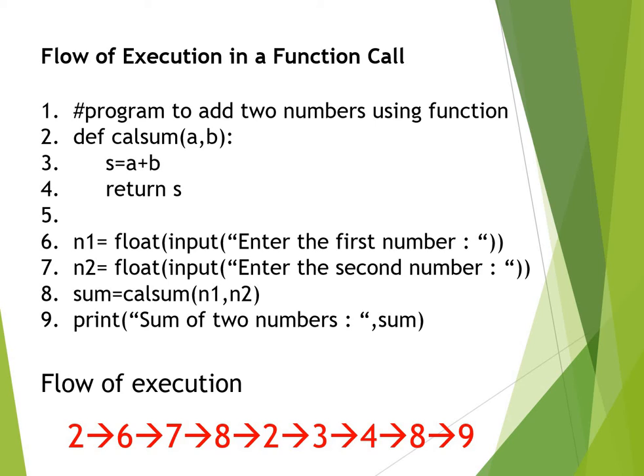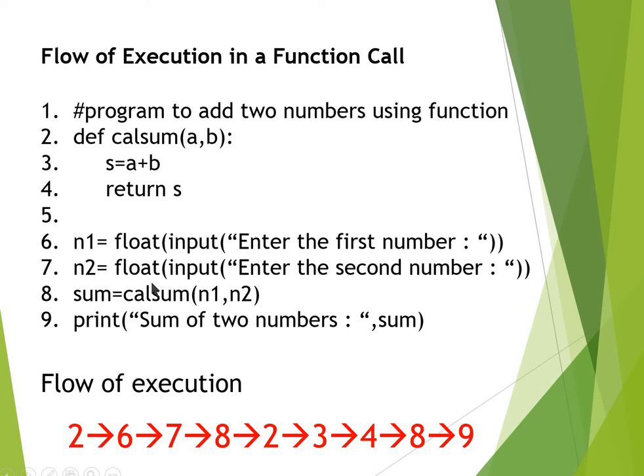Let us look at an example. Program to add two numbers using a function: def calc sum a, b; s equal to a plus b; return. Then an empty line, then n1, n2, sum. Here def defines the function, and the function call is here. I have given numbers for each statement. What will be the flow of execution?